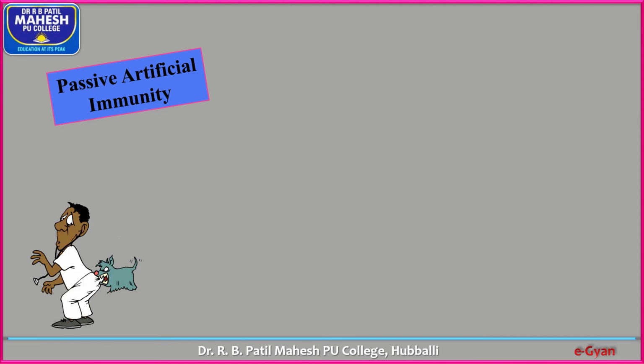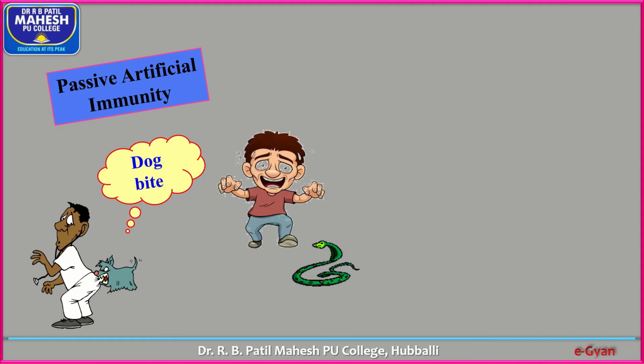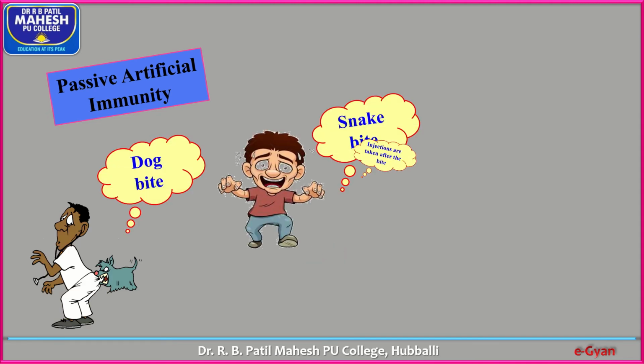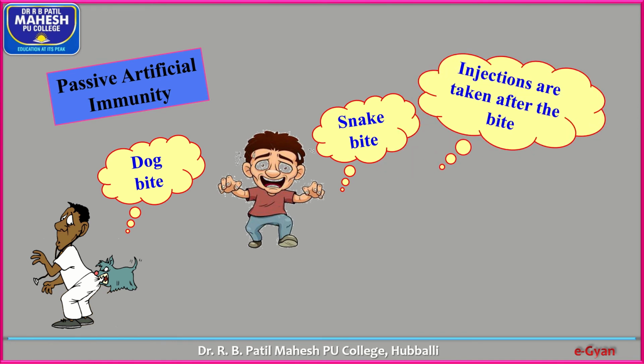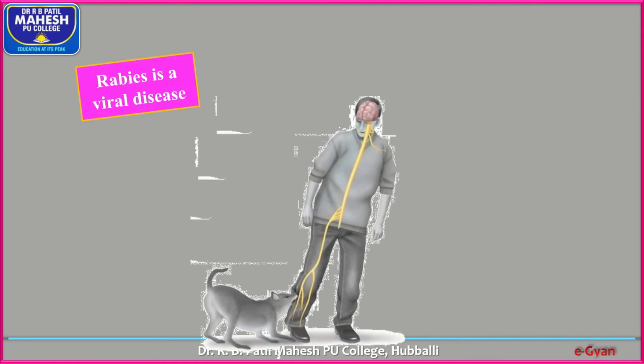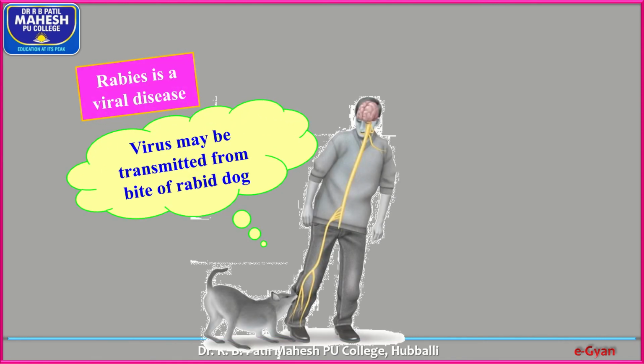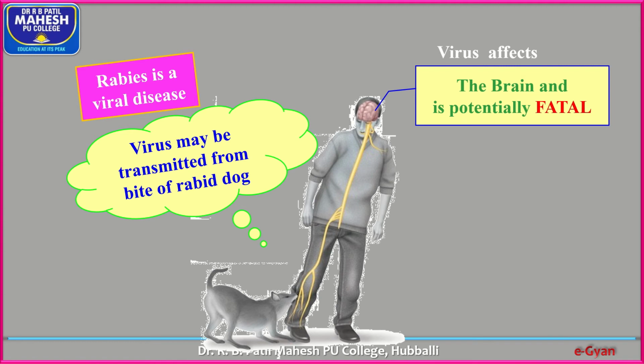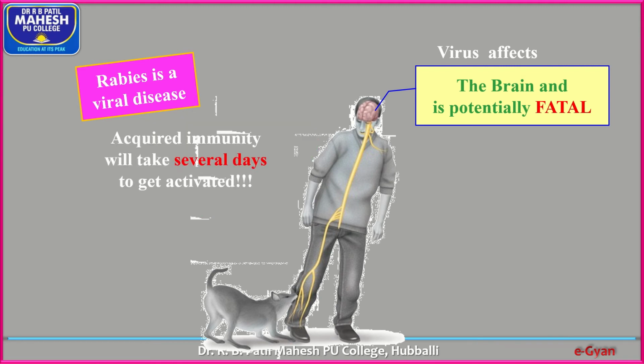Now passive artificial immunity: dog bite, snake bite, and injections are taken after a bite. Why is the injection taken? Rabies is a viral disease that may be transmitted from the bite of a rabid dog. The virus affects the brain and central nervous system, and that may turn fatal also.